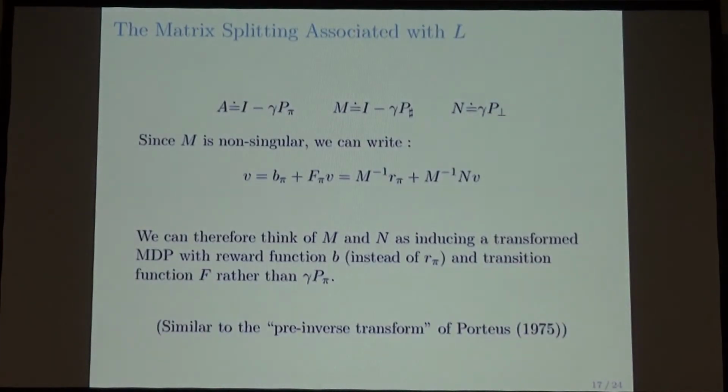Okay, so now let's go back to our matrix splitting equation and our generalized Bellman operator. Our generalized Bellman operator led us to a form that can be expressed in terms of these models, and these models really are a matrix splitting. So the generalized Bellman operator induces a matrix splitting, or a transformation of an MDP. Similar ideas were actually studied in the 70s as well. This was called the pre-inverse transform.